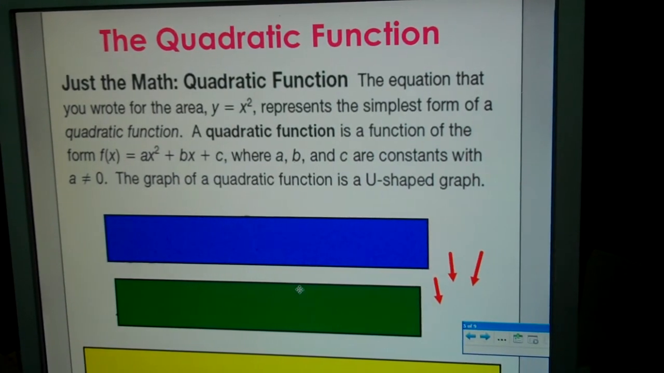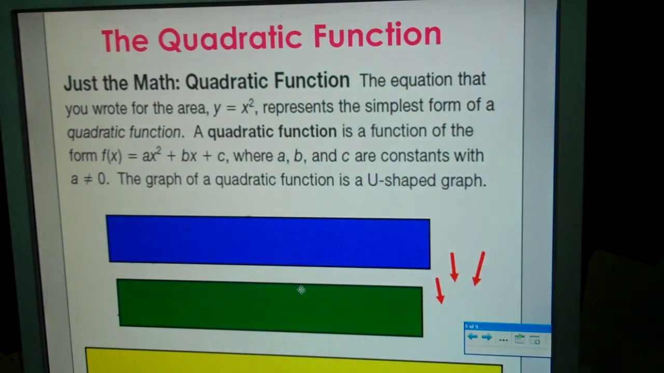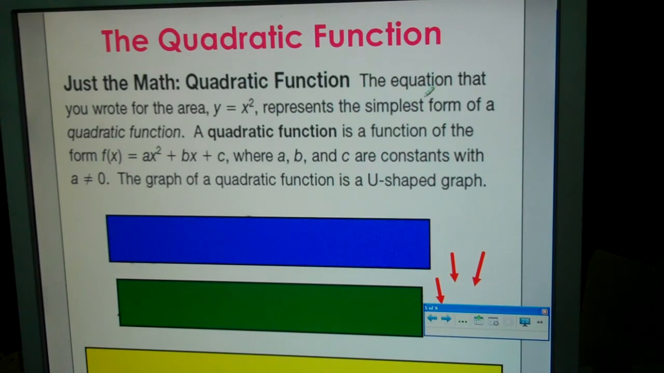All right, here we go. Take a minute, pause that. I'll read it to you. Just the math, the quadratic function. Okay, let me get my highlighter. That's going to be important. All right, I'm ready.